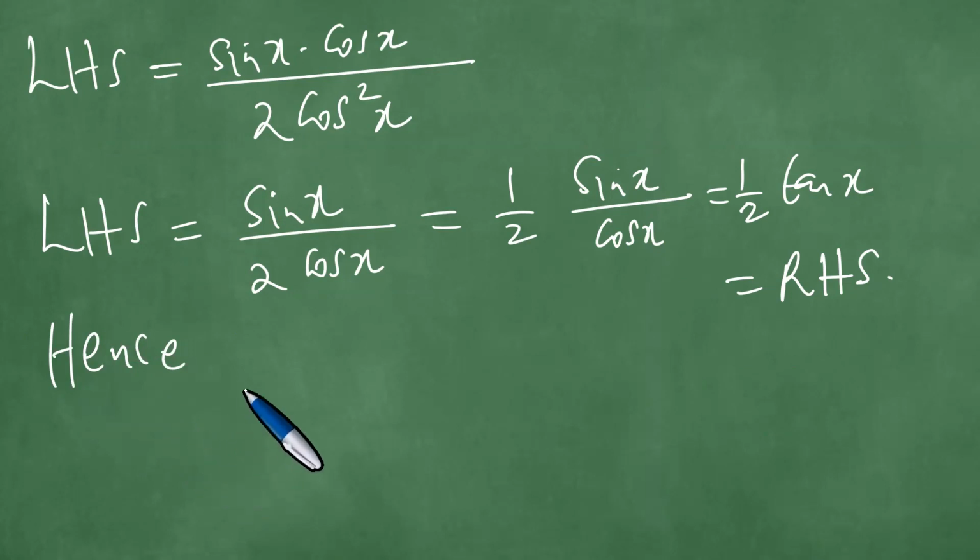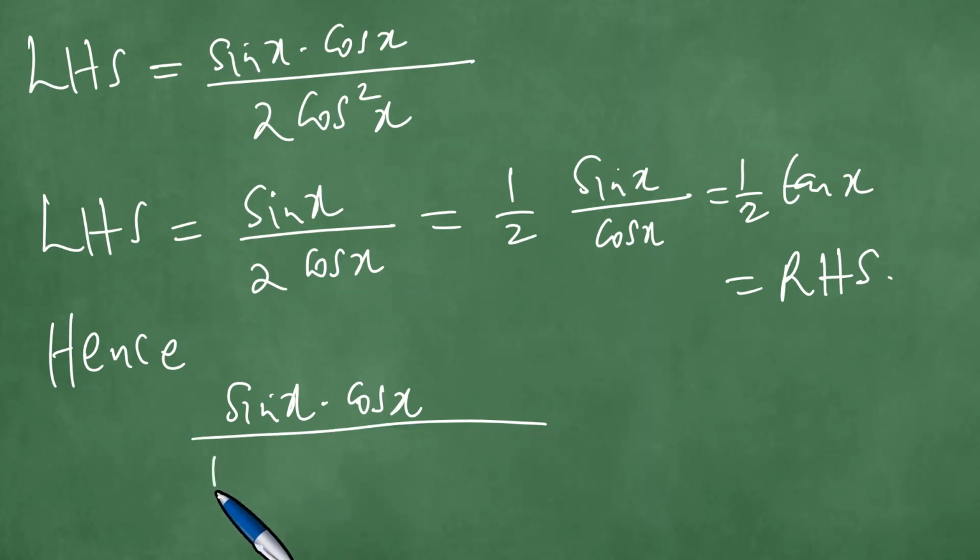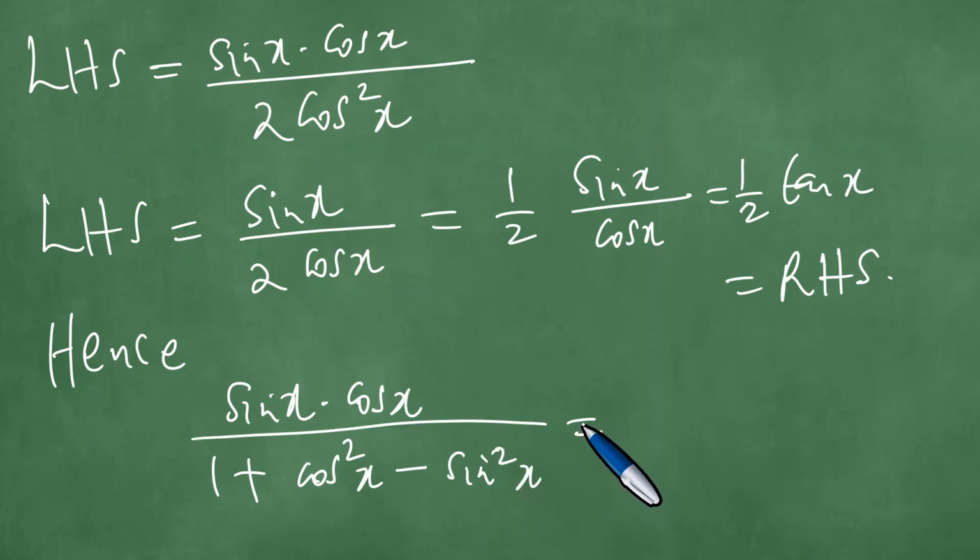In other words, hence, if you happen to see sine x times cosine x divided by 1 plus cosine squared minus sine squared, this is 1/2 tan x. So we've proven that the left-hand side is equal to the right-hand side. Okay, now let's look at the next question.